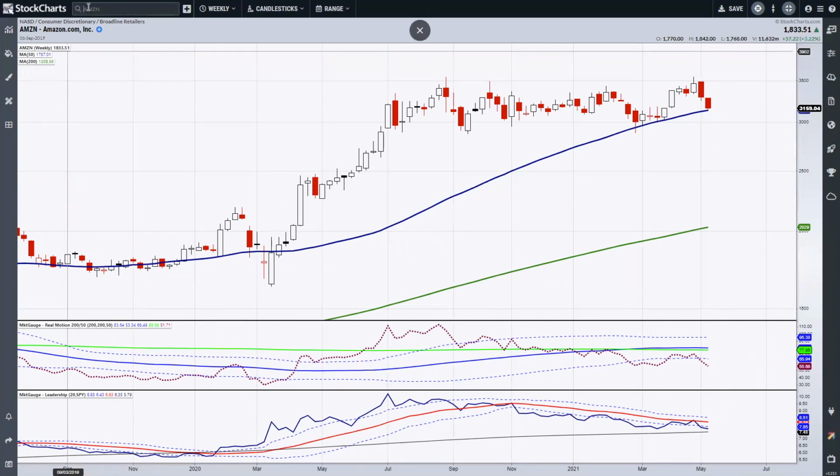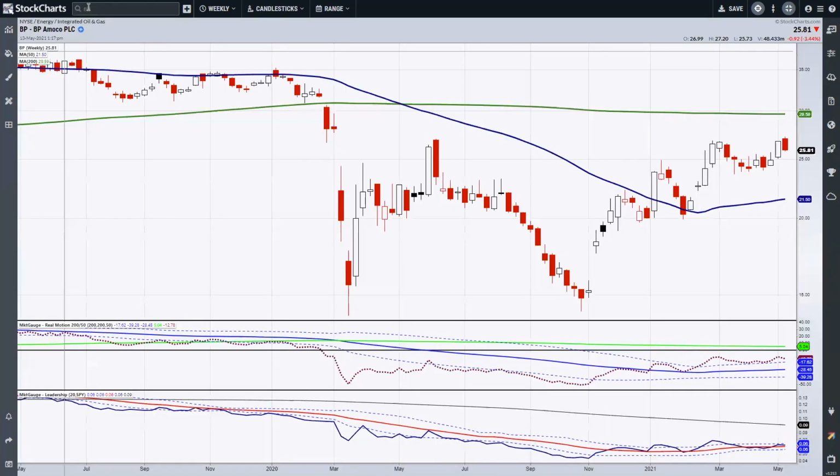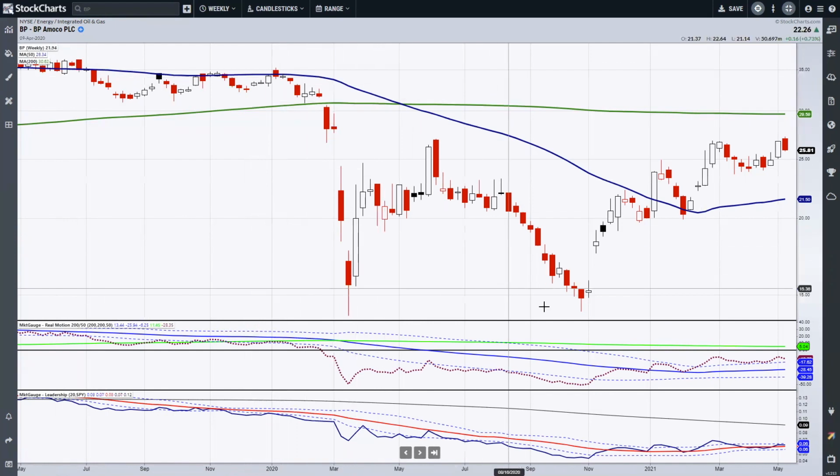Now, let's look at something I feel a little bit differently about, but it hasn't set up yet. And this is British Petroleum. With British Petroleum right now, we've had a long period of time where we chopped around the 50-week moving average. Obviously, it broke down again during the pandemic time. And since then, it took out the 50-week, actually retraced to it, but the slope was still down. So really here was the better time to start getting involved.